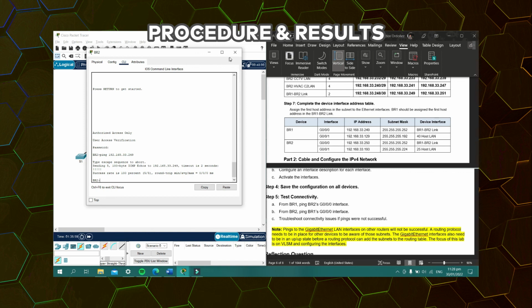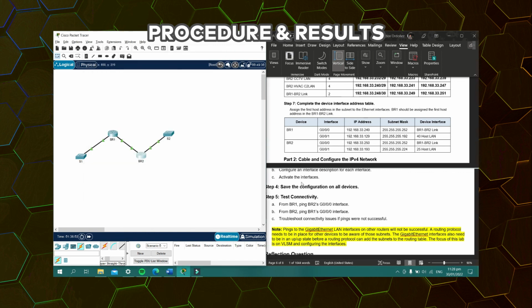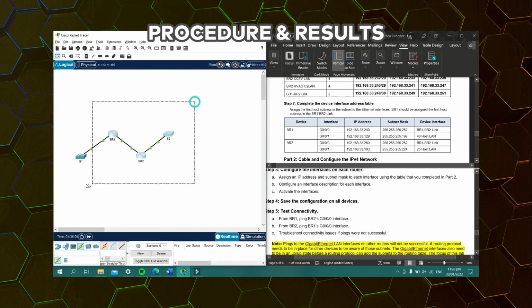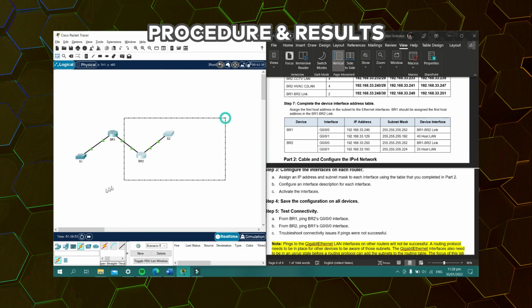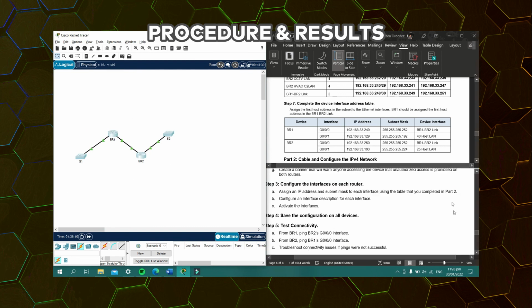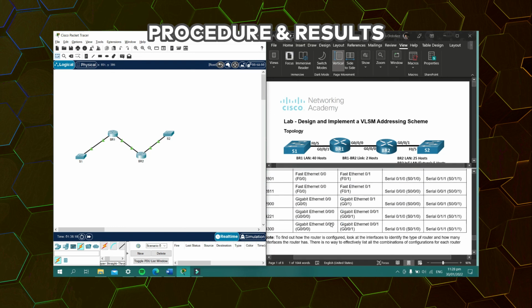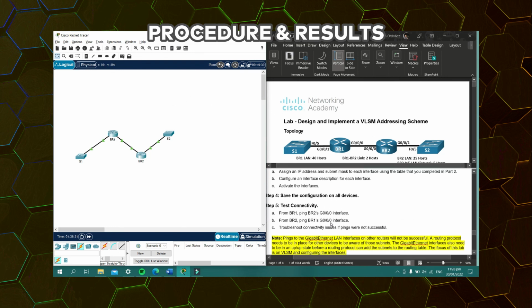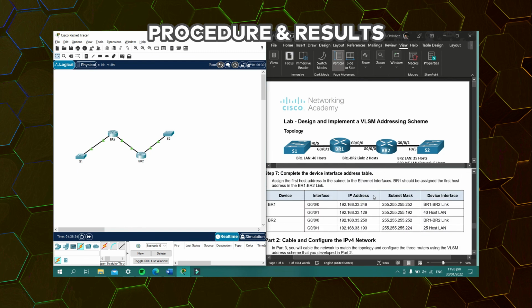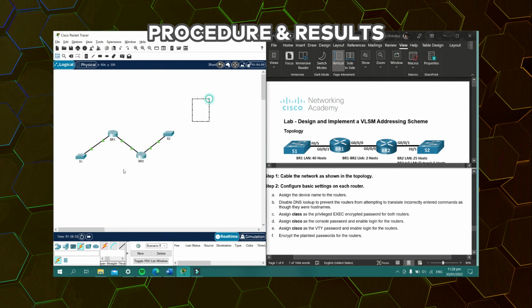So that is it for our experiment 7. We were able to design and implement a VLSM addressing scheme. From the computations, we were able to create a table, and then from the table, we were able to implement the IP addresses and the required steps using Cisco Packet Tracer.